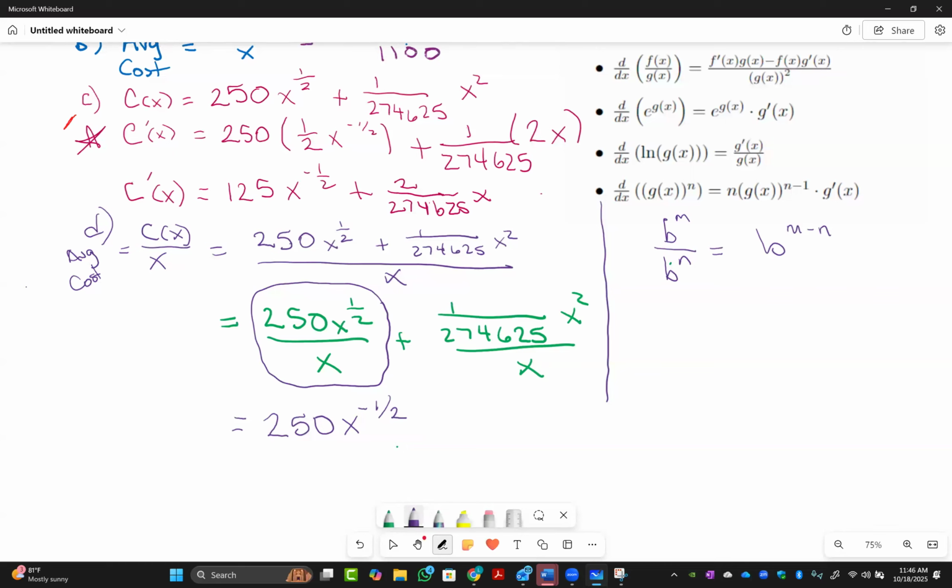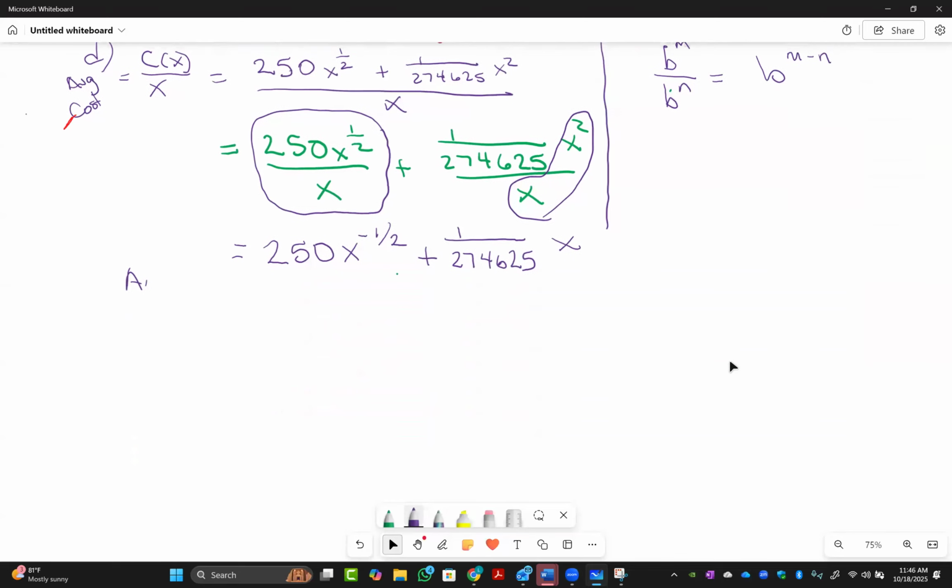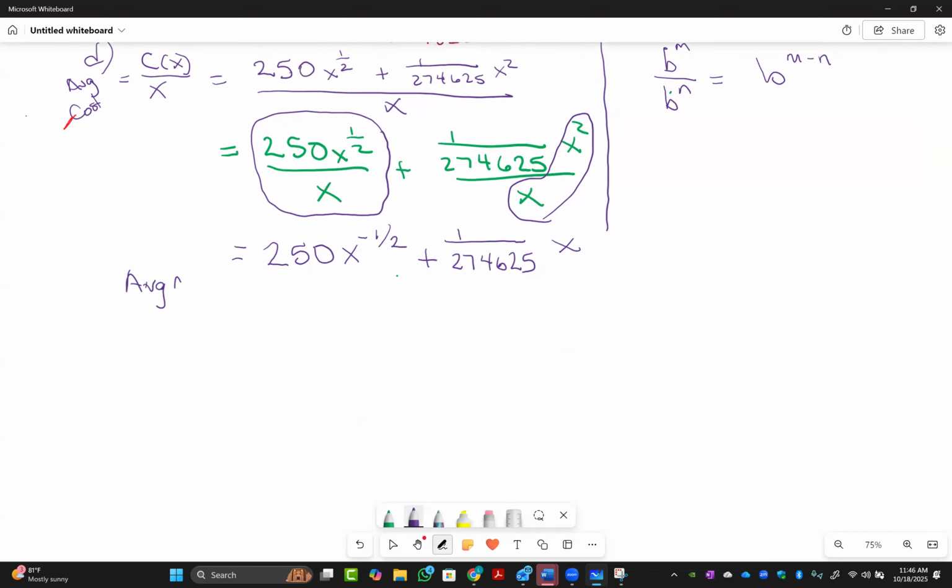Plus 1 over 274,625. But then don't we just have x squared over x here? So it's just x. Now it's in a form that if I take the derivative, it's easy and I'm happy. The one before, I was not happy, and it wasn't easy. And sometimes you can't simplify. I'm not saying you can always do it, but what I'm saying is try, because it makes taking the derivative quite a bit easier, right?